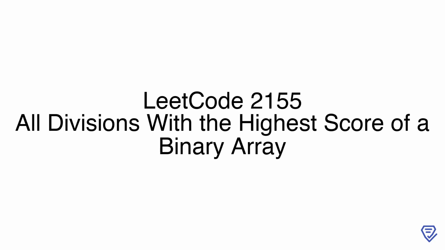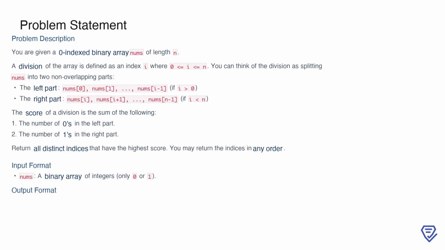Let's get started. This problem is about finding the best way to divide a binary array to maximize a specific score. The binary array, called nums, contains only zeros and ones, and it has a length of n. A division is defined by an index i such that the array is split into two parts, the left part, which includes all elements before the index i, and the right part, which includes all elements from the index onward.